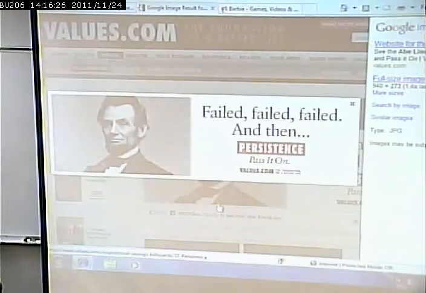Let's put it that way. So there's a contrast there. And what does that do? If you see that, it makes you think. It stops and makes you think.